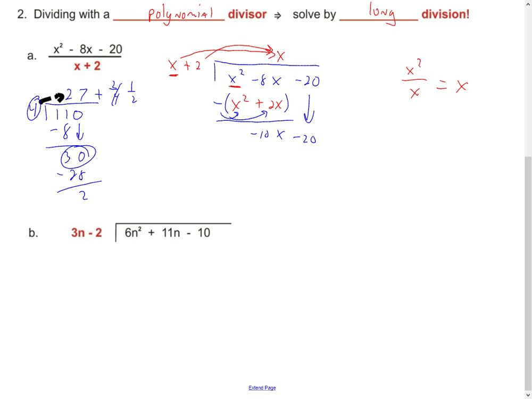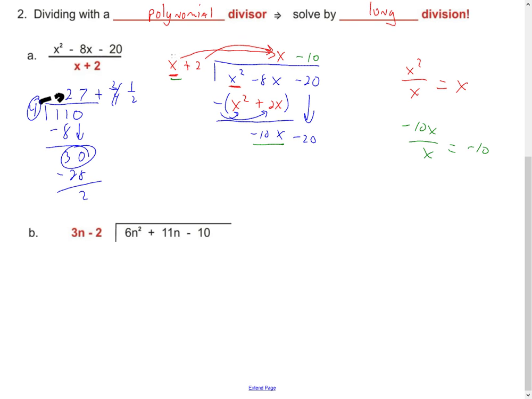All right, so let's finish our situation. Here's where we're at right now, right? We got a negative 10x minus 20. So again, it's the front lead term divided by the lead term. So how do you figure out what goes up top? Divide a negative 10x by an x, and you get negative 10, right? So negative 10 is there.